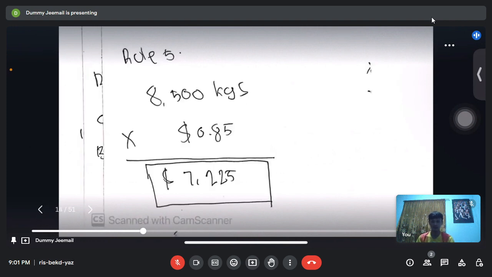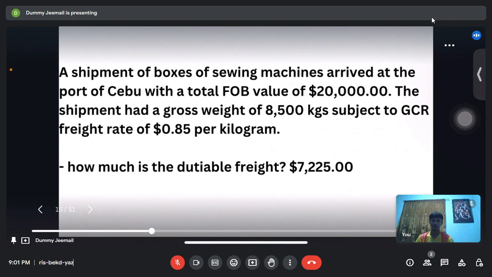There is 8,500 kilograms, which is the total gross weight. Then we have the GCR freight rate, which is $0.85. We multiply and we will get $7,225, which is our dutiable freight.